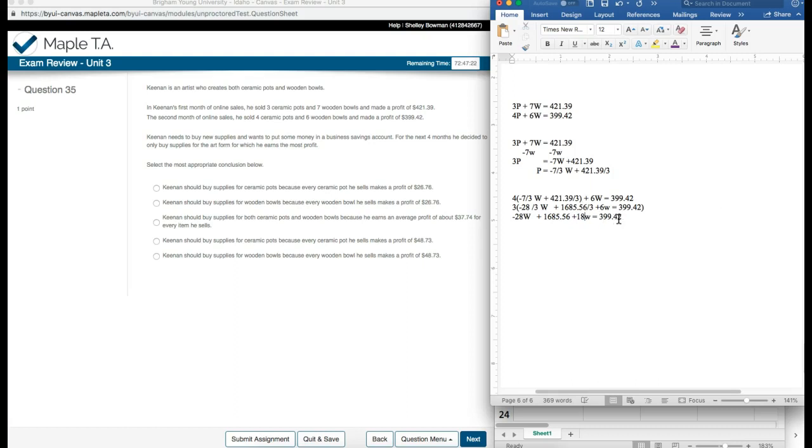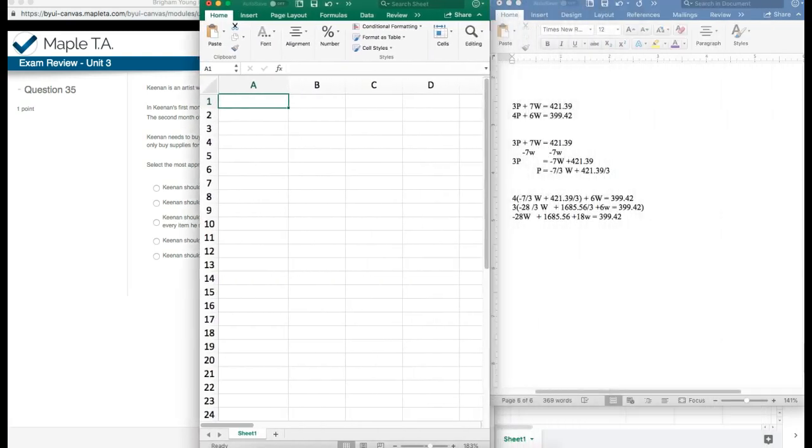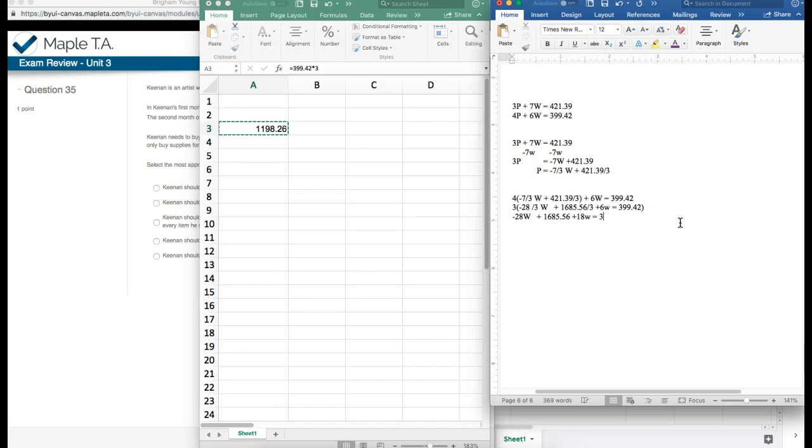18, and then 399.42. I did the other one on my calculator, but I think it's probably beneficial for you guys to see it here. So we'll do it here. 399.42 times 3, and then the nice thing about that is I can just copy and paste it down here. There we go. And then I know I don't have any typos.